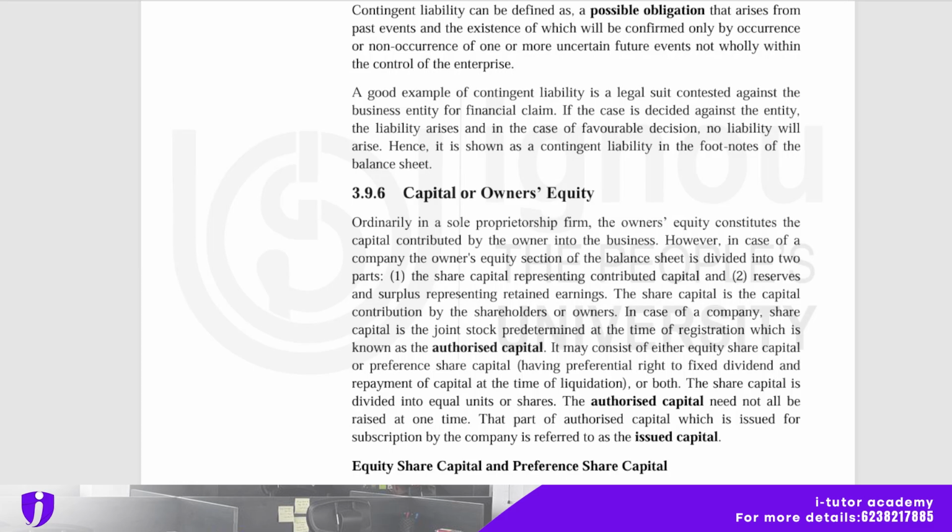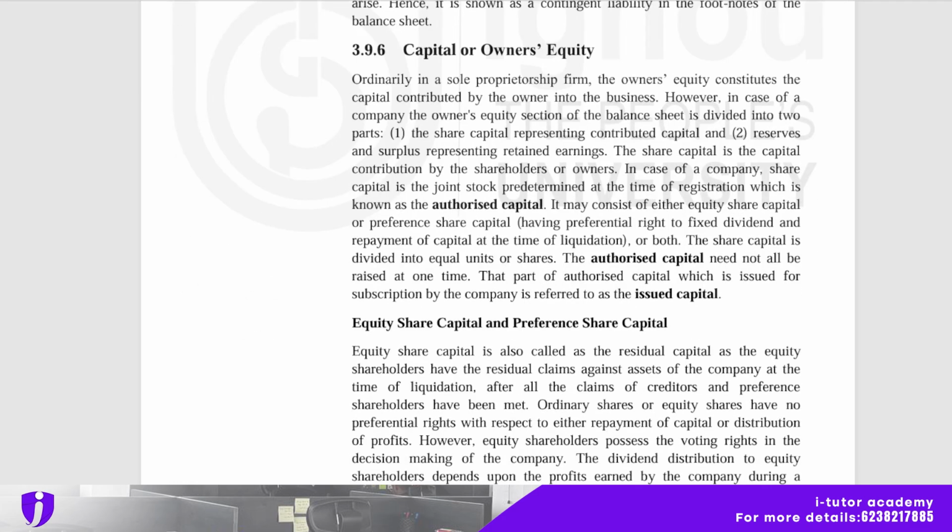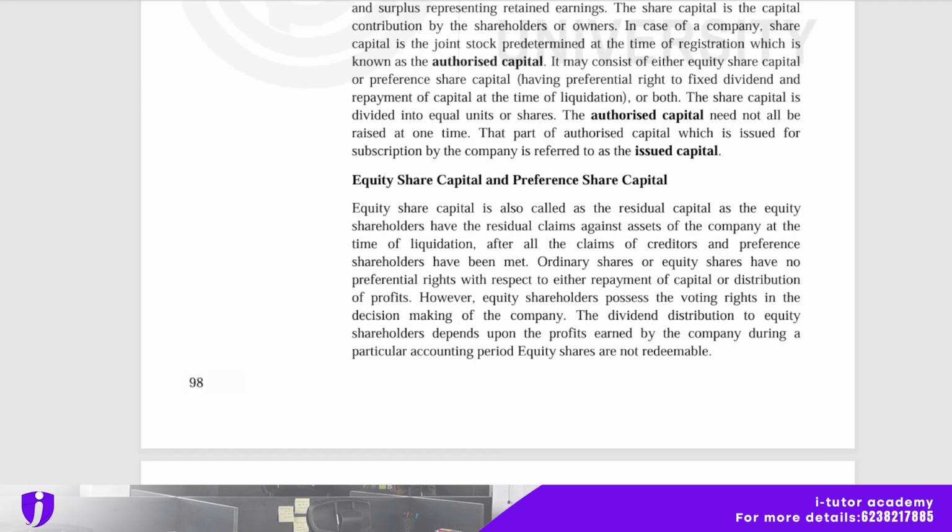That part of authorized capital which is issued for subscription by the company is referred to as the issued capital. And equity share capital and preference share capital. Equity share capital is also called the residual capital, as the equity shareholders have the residual claim against the assets of the company at the time of liquidation, after all the claims of creditors and preference shareholders have been met.